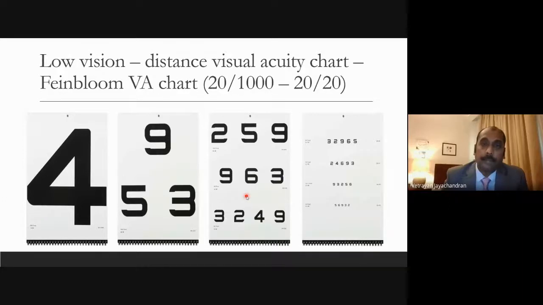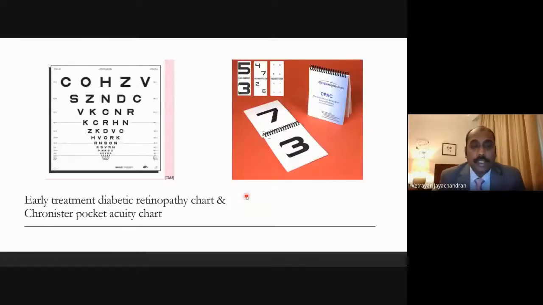To measure distance visual acuity, the Chronister pocket acuity chart can also be used for the low vision categories. It also has the same kind of numbers the person can read from different distances. The main important thing is they can read from the 20-meter distance, the same as for the Snellen chart. But if the person has difficulty doing that, you can reduce the distance. Instead of 20 meters, you can reduce it to 10 meters.